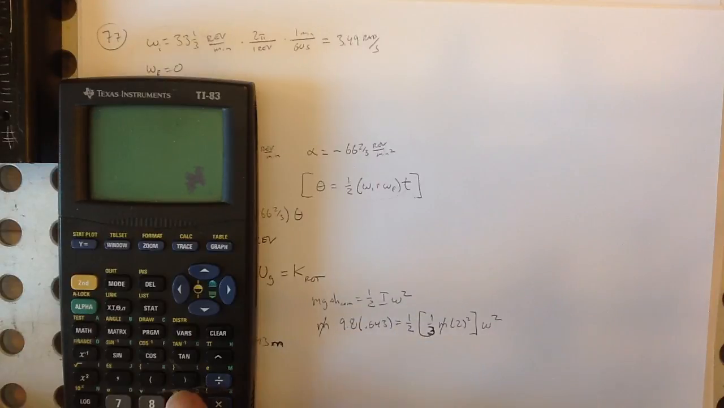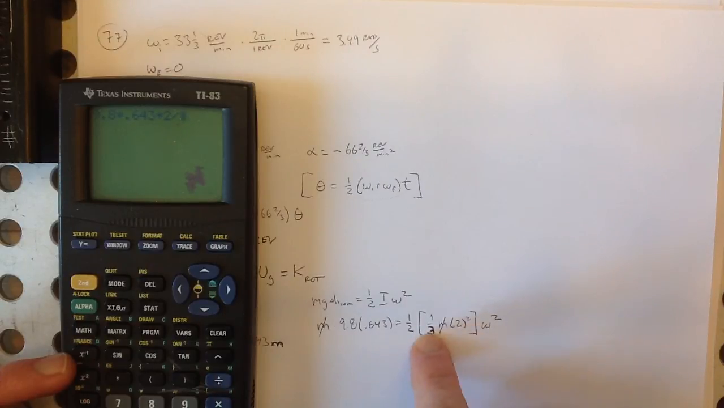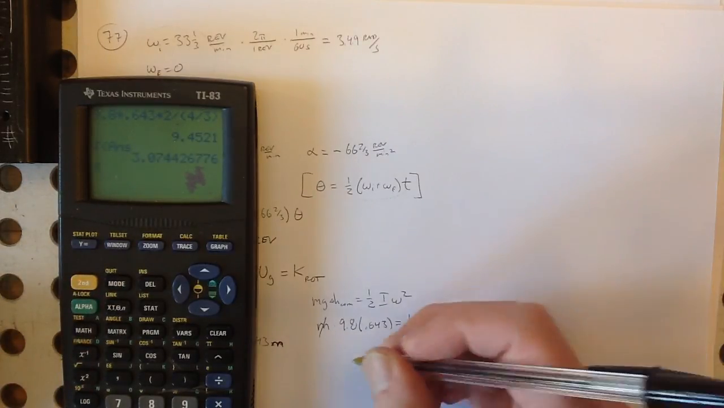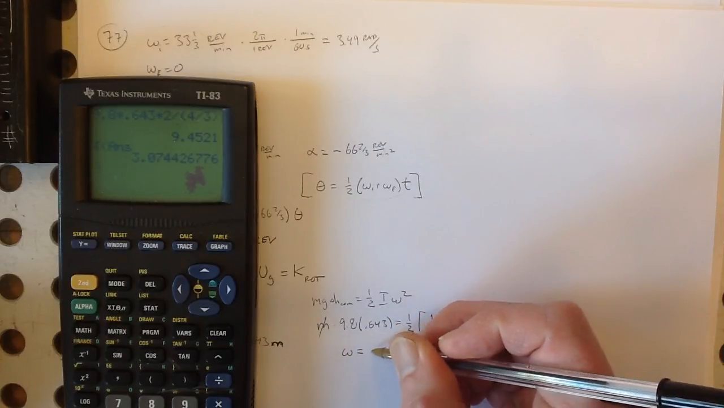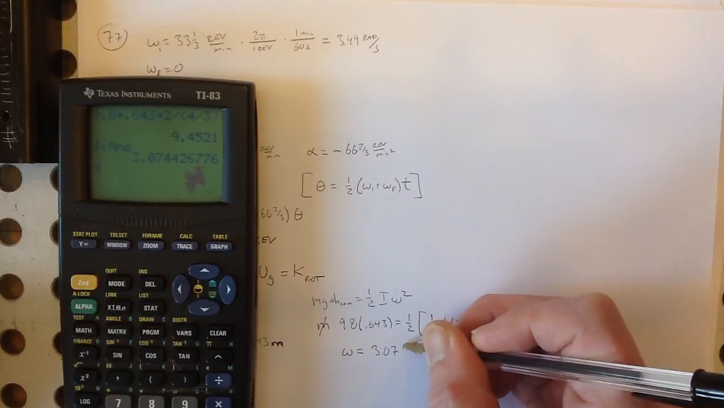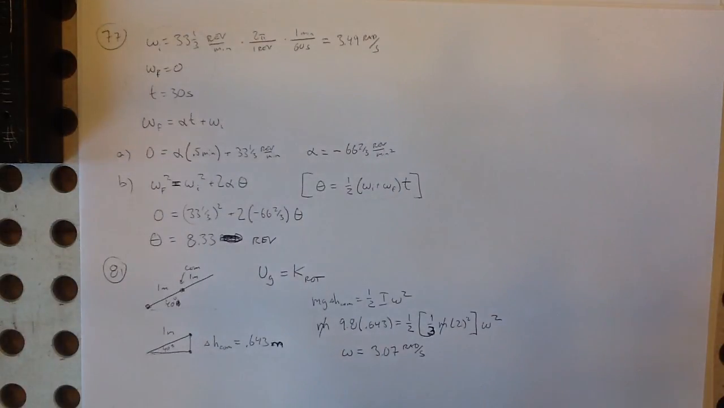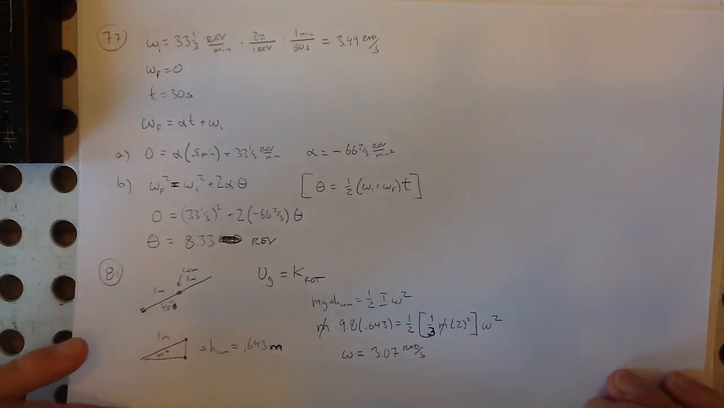So on this side I've got 9.8 times 0.643 and multiply by 2. And then I'm going to divide by 2 squared, which is 4, over 3. Divide by 4/3. And then take the square root of that. So my angular speed when it goes through horizontal is 3.07 radians per second. And that's number 81. Good. All right. So conservation of energy, not too hard. These problems.